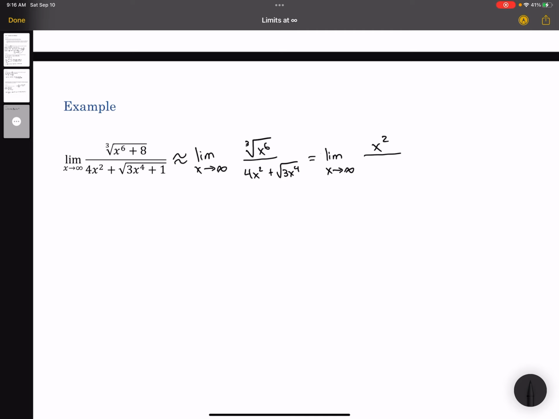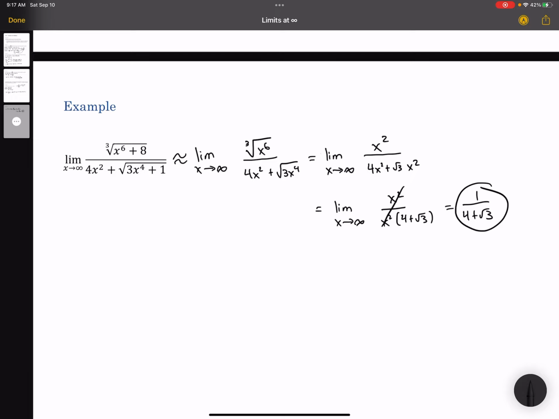And then this is going to give us 4x squared plus the square root of 3, x squared. And so then we can take out an x squared. So we end up with the limit as x approaches infinity of x squared divided by x squared times 4 plus the square root of 3. So since those cancel, this is 1 over 4 plus the square root of 3. So for large values of x, our y values are going to approach that particular value.